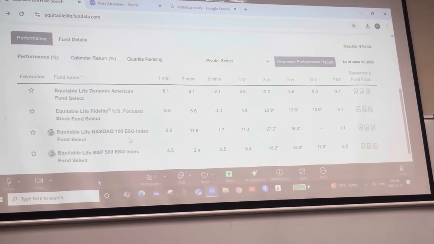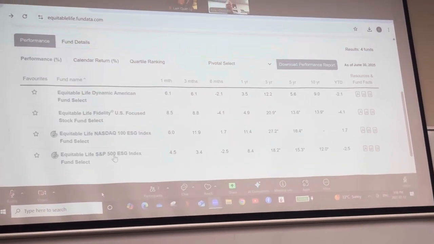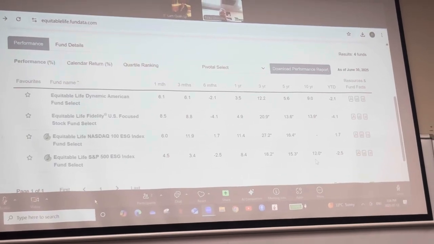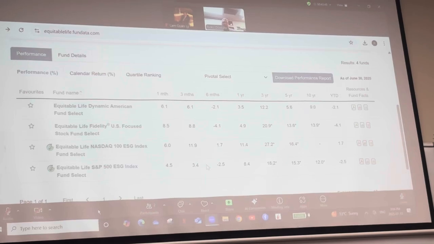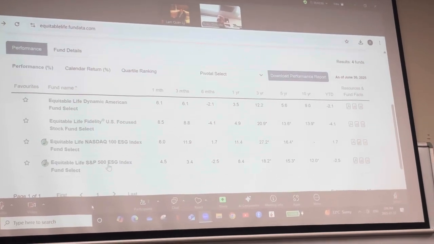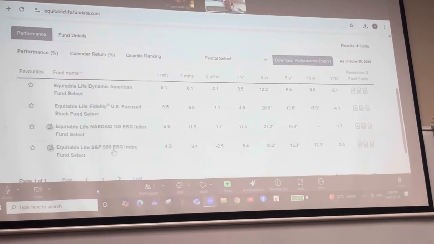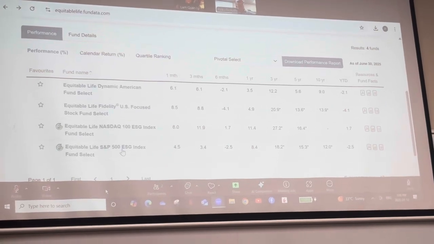But look at this. Our baby. S&P 500. 10 years, 12%. 15.3. This is S&P ESG. Okay? There's a slight distinction between S&P 500 and ESG. What is ESG?